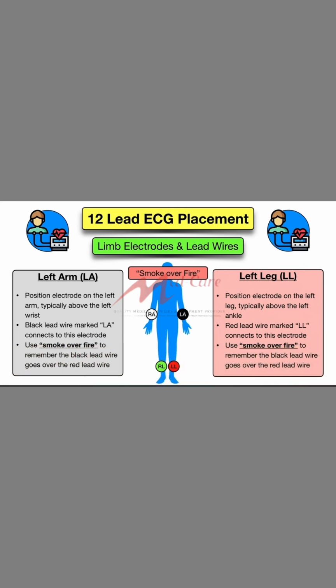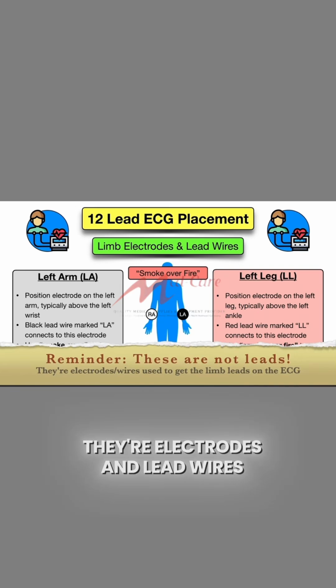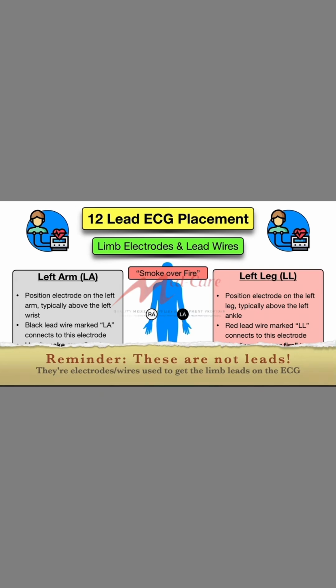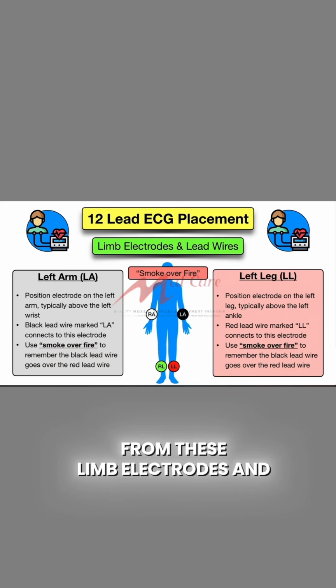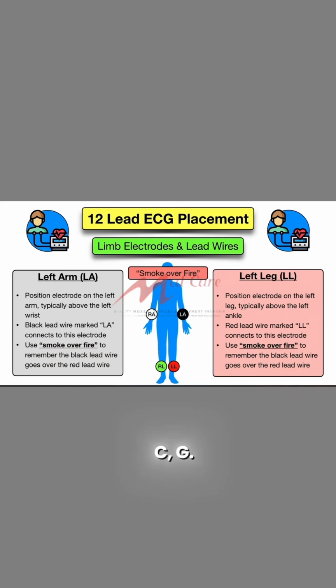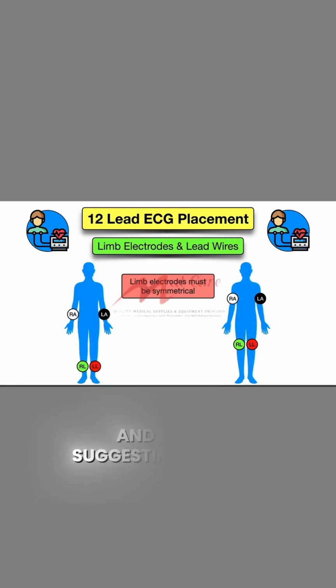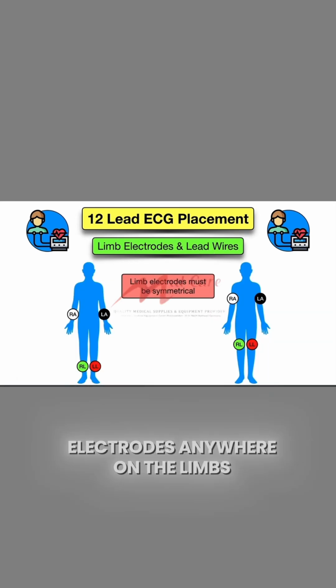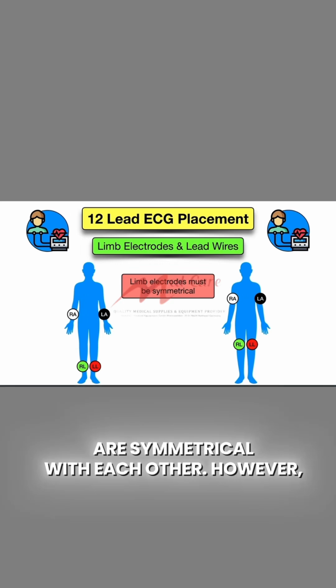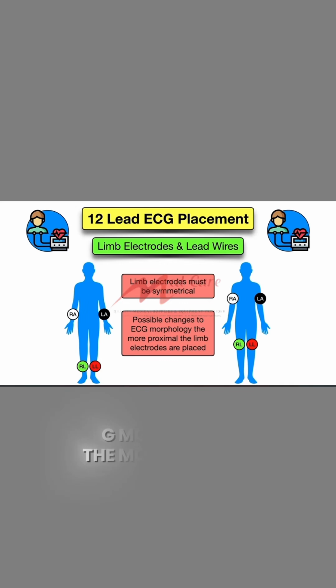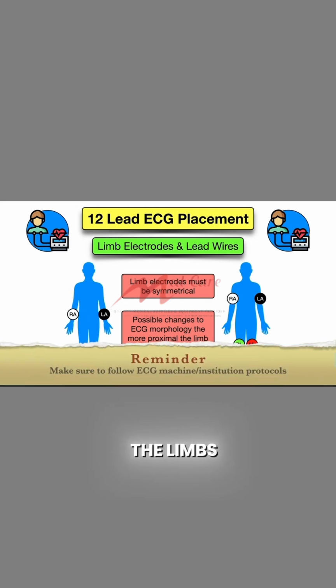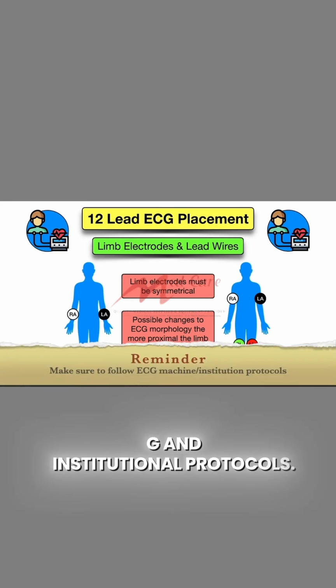Again, many people call these limb leads. These are not leads. They're electrodes and lead wires that are used to get the limb leads. The limb leads are what you see on the ECG that are derived from these limb electrodes and lead wires, and they're labeled differently on the ECG. I want to point out that you may see some literature and studies suggesting that you can put the limb electrodes anywhere on the limbs, as long as both sides are symmetrical with each other. However, studies have suggested changes to the ECG morphology the more proximal the electrodes are placed on the limbs, so make sure to follow your ECG and institutional protocols.